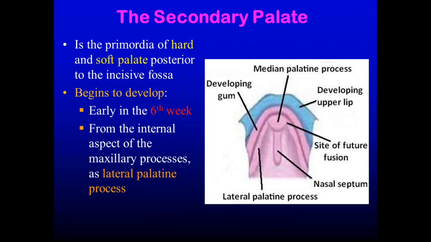Now the secondary palate is formed from the maxillary processes as lateral palatine processes. These lateral palatine processes come closer to each other and fuse anteriorly with the median palatine process, and they fuse with the nasal septum, forming a partition between the nasal cavity and your oral cavity.